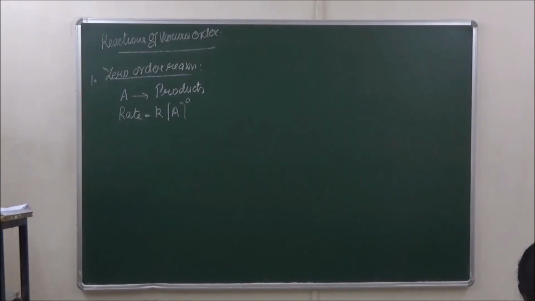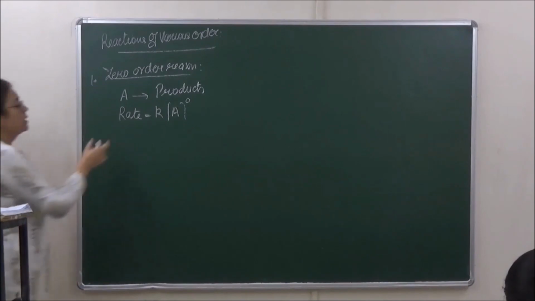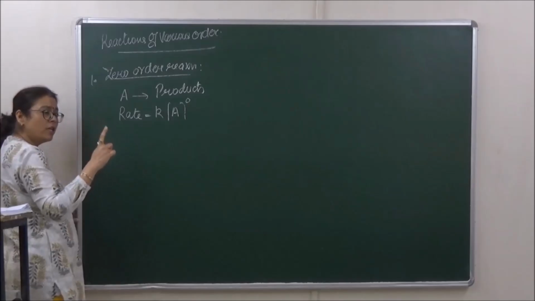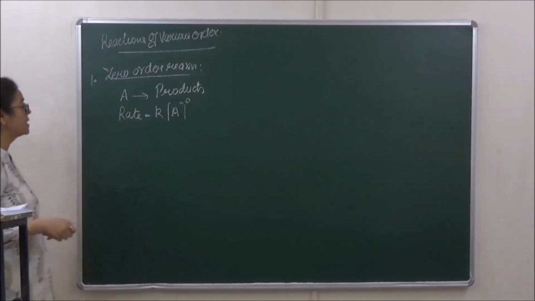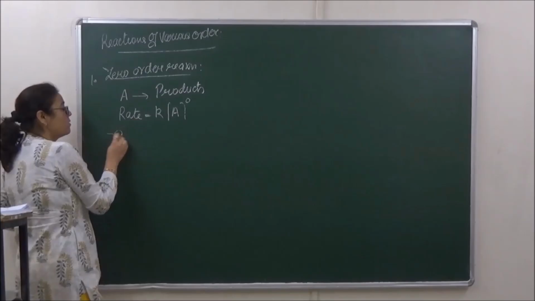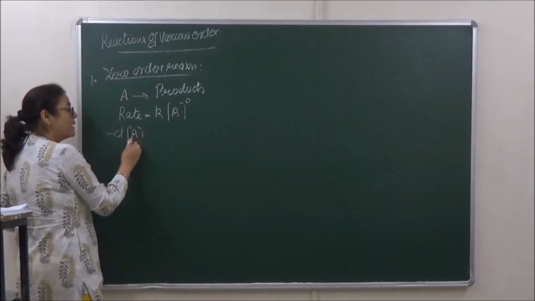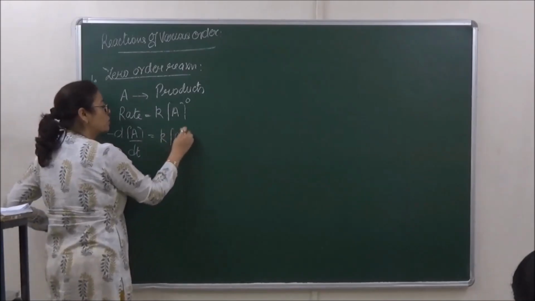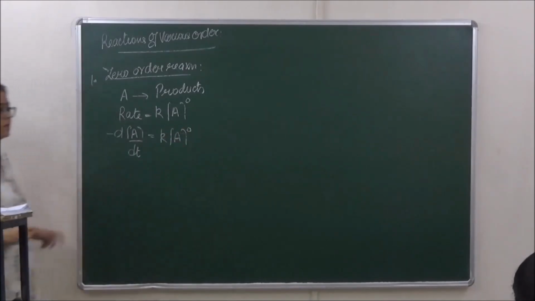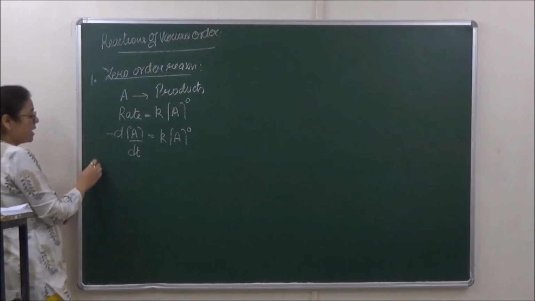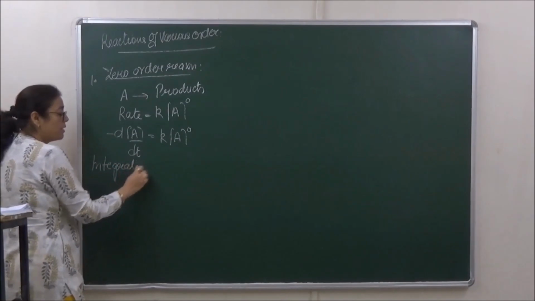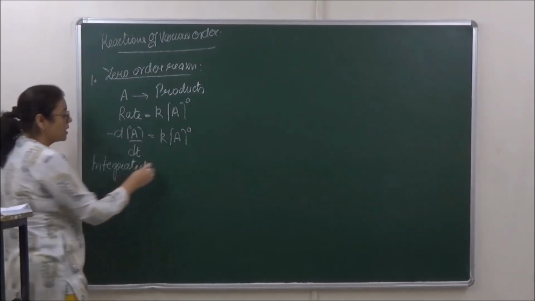Okay. Now in this case, if we want to take this rate in the differential equation which we had done when we started the chapter, over here we can say that minus dA upon dt is equal to K into concentration of A to the power naught. Okay.